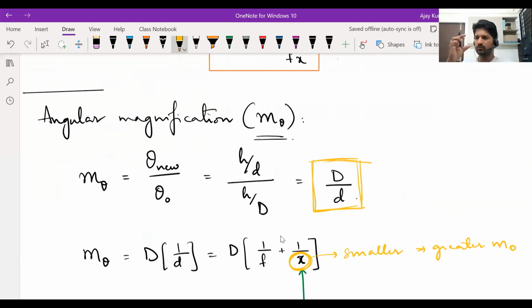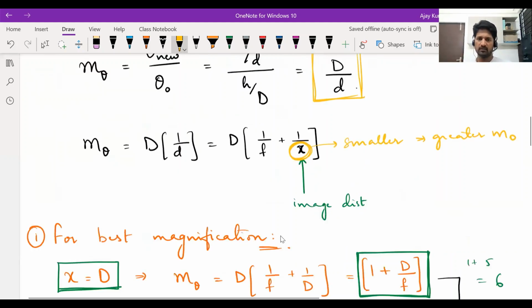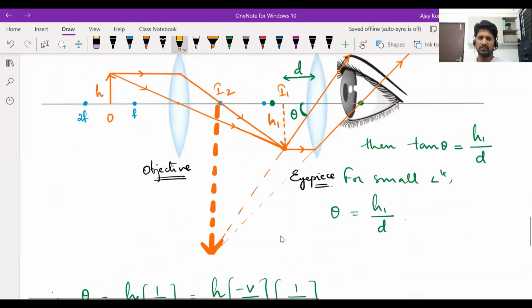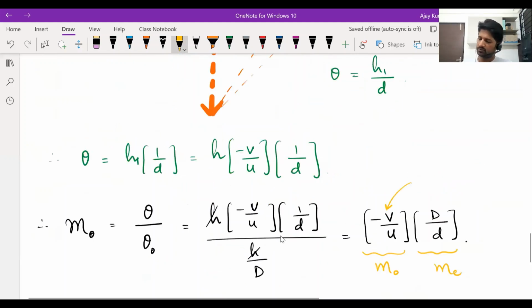Because in simple microscope, you only have one lens. That one lens produces magnification capital D by small d. In compound microscope, you have two lenses. One lens produces minus v by u. The other lens produces capital D by small d. Multiply them, you get the overall magnification. That's why it's called compounding. Magnification gets multiplied. Is this clear?